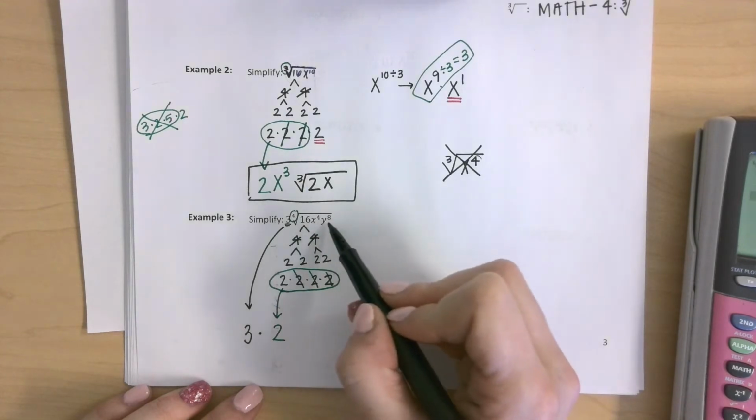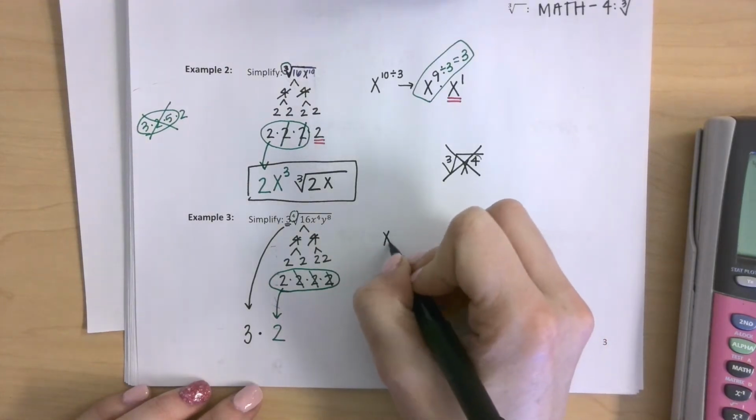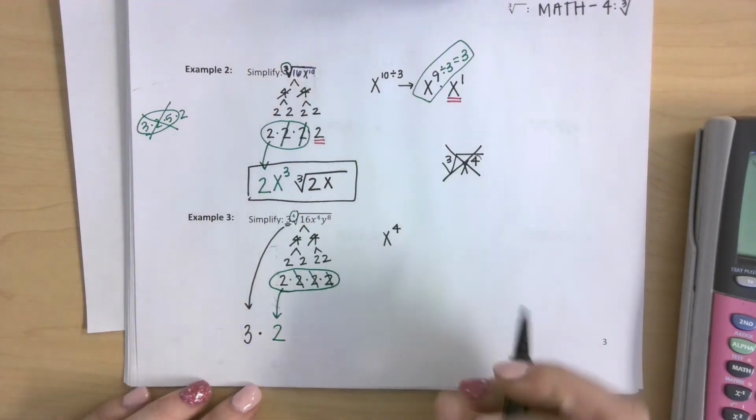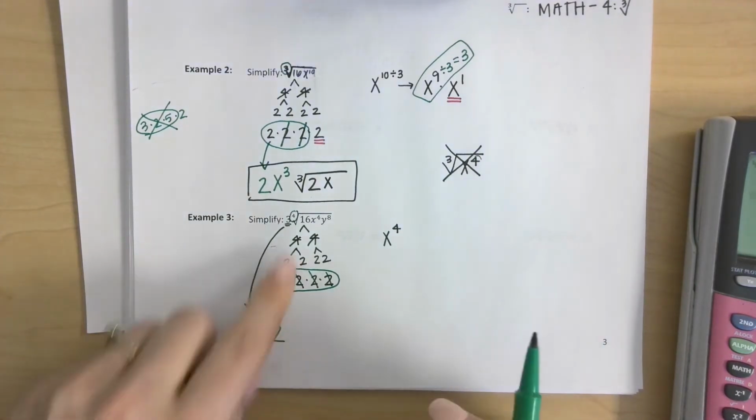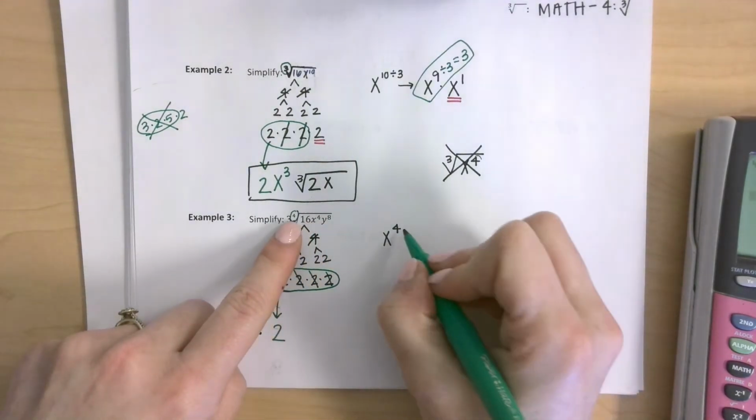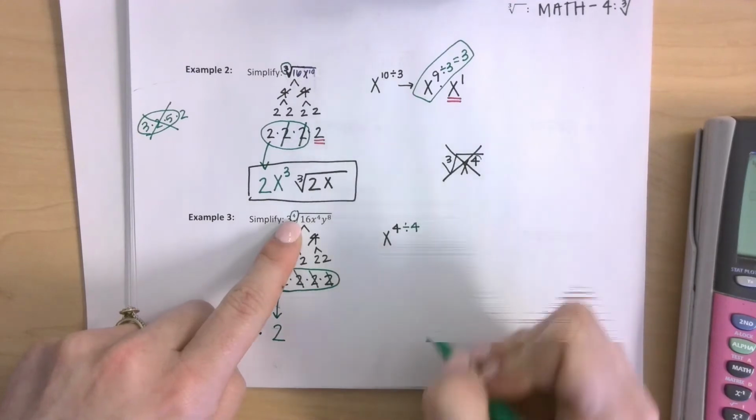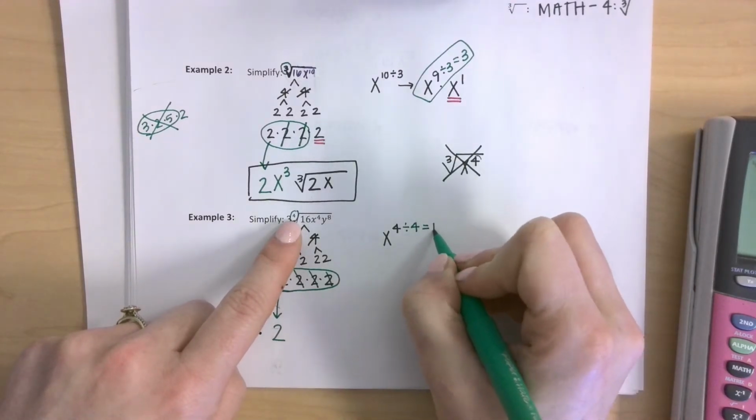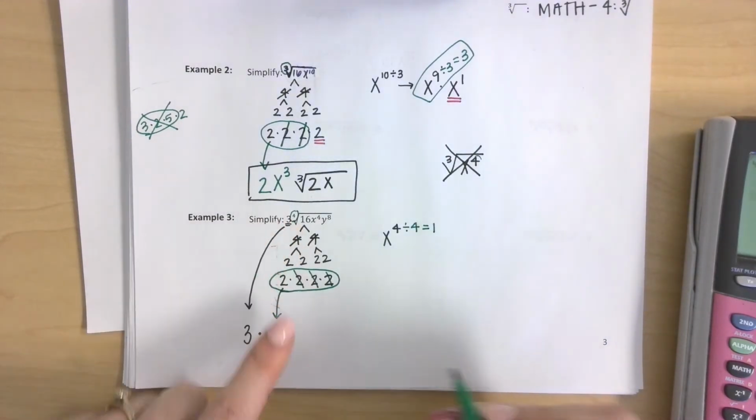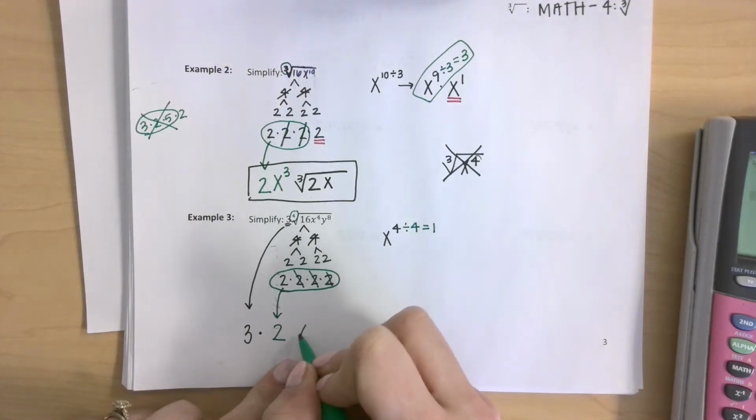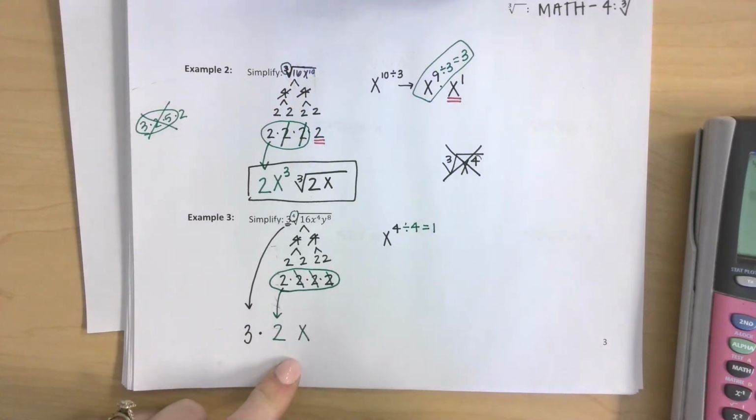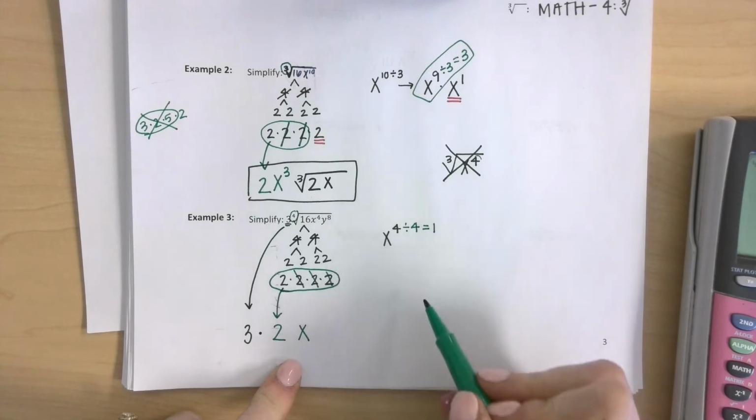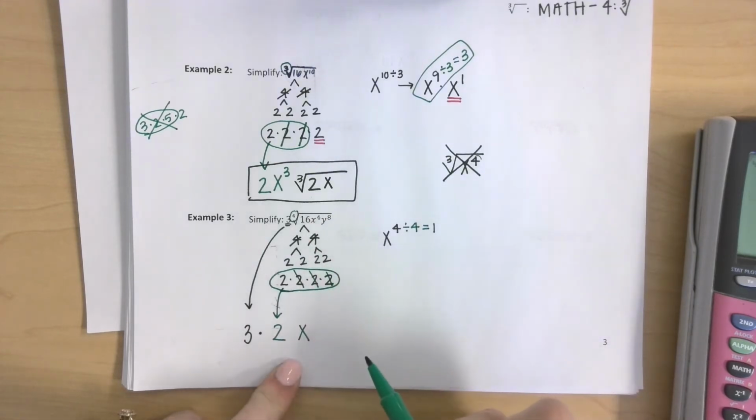I'm going to take a look at my variables here. So I have x to the 4th, and I know that I'm going to take that exponent and divide by the index. 4 does divide by 4 nicely. It gives me just 1. So that means I have 1x on the outside. Because it divided nicely, I'm not going to have any x's left over inside of that radical.